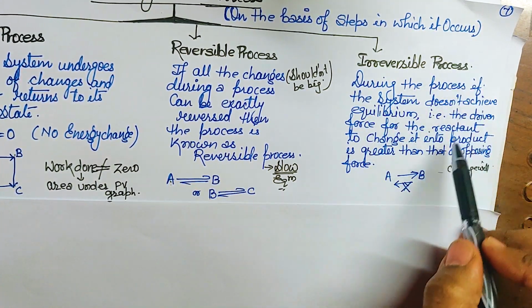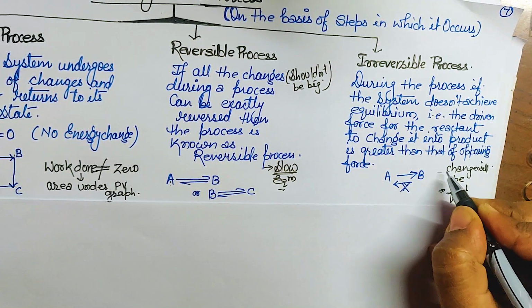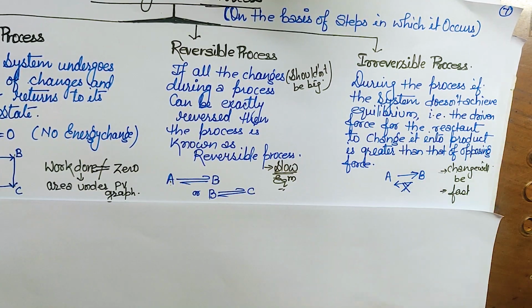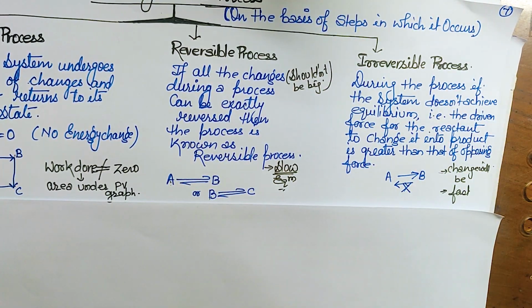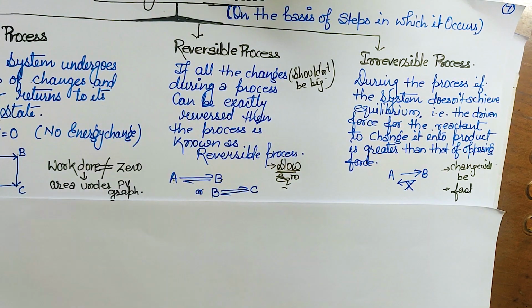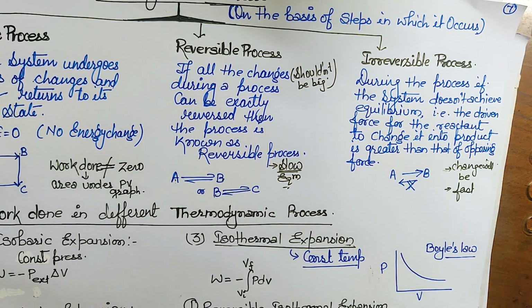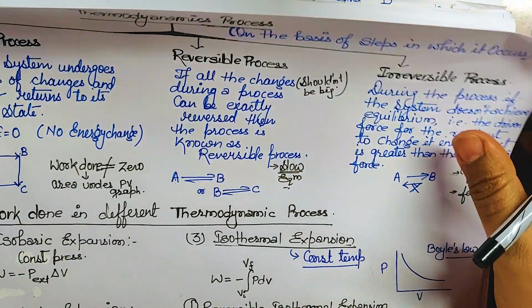It will occur in big steps, and this will be fast. All these reactions will be fast. They won't be in equilibrium. So that is for the irreversible process. Got it? So this is about the processes on the basis of steps in which they occur. Now we are going to do work done in different thermodynamic processes.